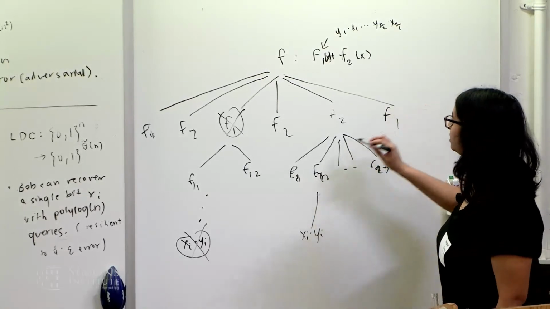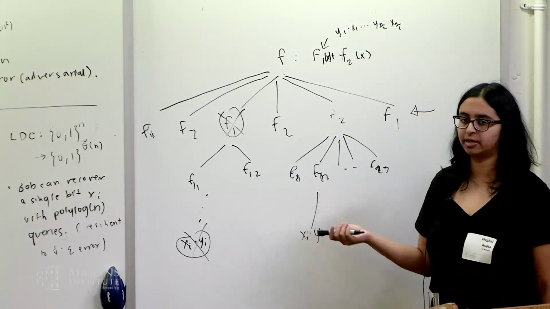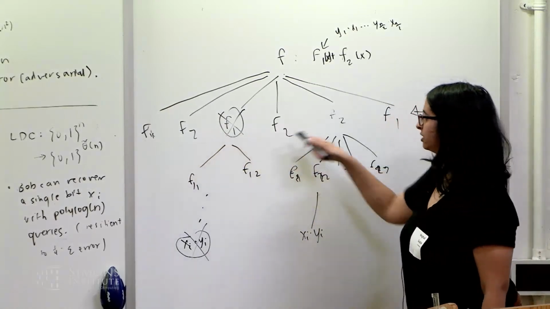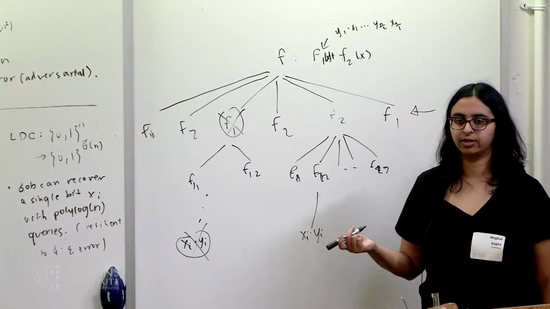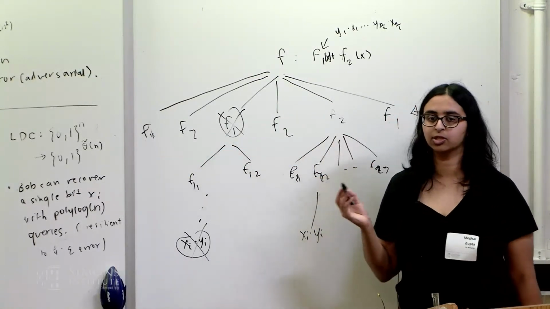Let's look at the top layer again. In this layer, the way that Bob determines the value of f1 at the end is that he just takes the majority of all of these outputs, and that's his value of f1. So it wasn't necessary that all of the outputs were correct, just that the majority was correct.